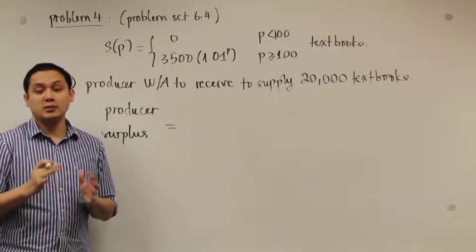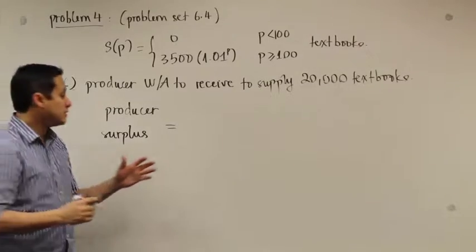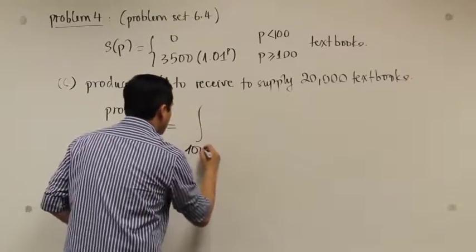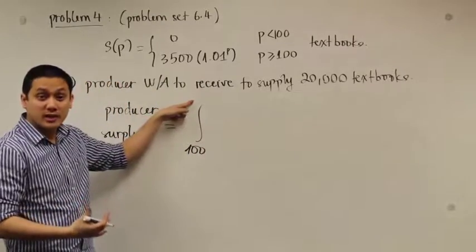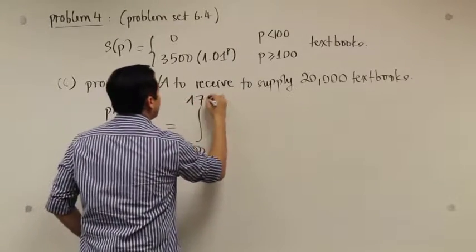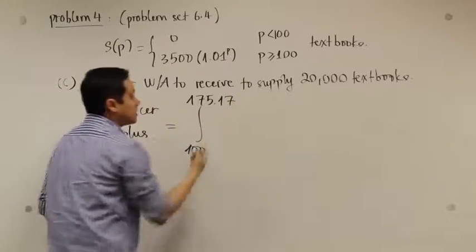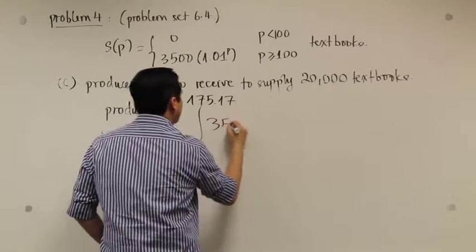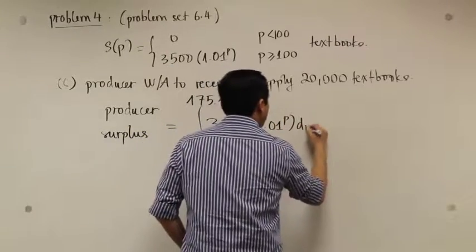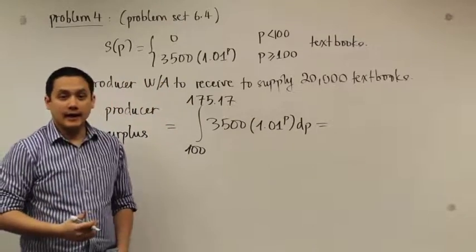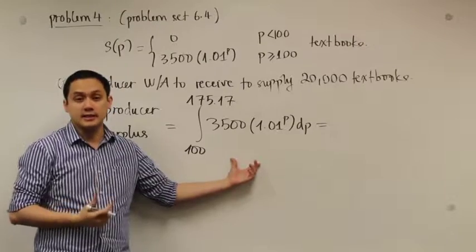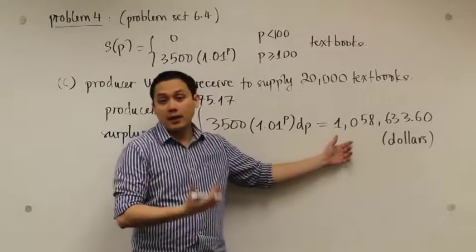Here we want to calculate the producer surplus, which is equal to the definite integral from the shutdown price, which is $100, up to the set market price. In part C, the set market price is 175.17, of the supply function, which is 3,500 multiplied with 1.01 to the P dP. And now you can use the option Math 9 in the calculator to get the value of this definite integral. I got the result of about $1 million.